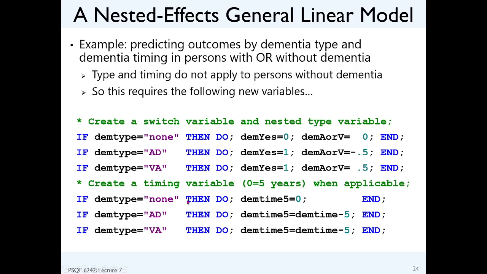Then I'm creating a timing variable, and doing so by centering it at 5 years. And note this part here, this is the important part. If dem type equals none, I am saying that their timing predictor is 0. So I am inputting data into cases that would otherwise have missing data here because you can't have a dementia diagnosis timing if you don't have dementia. I know that looks crazy, but stay tuned. In just a second, we'll see that these zeros are not going to be treated as actual zeros.